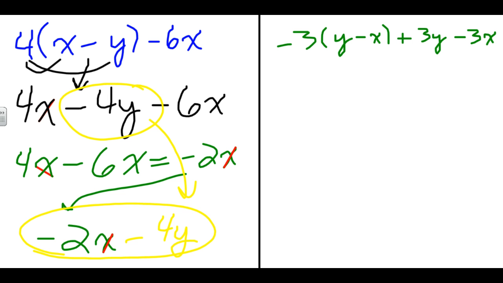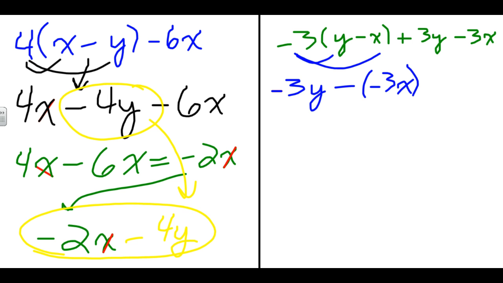Now for the one on the right, let's use the distributive property. Negative 3 times y is negative 3y, minus negative 3x, plus 3y, minus 3x. Let's take care of this part first. It becomes a keep change, and then we have the plus 3y minus 3x. So we have negative 3y plus 3x plus 3y minus 3x.